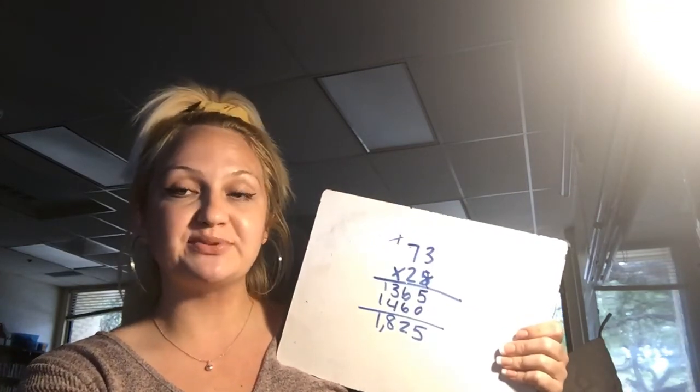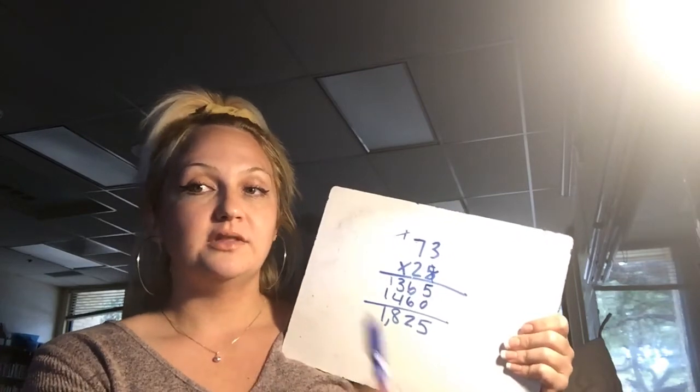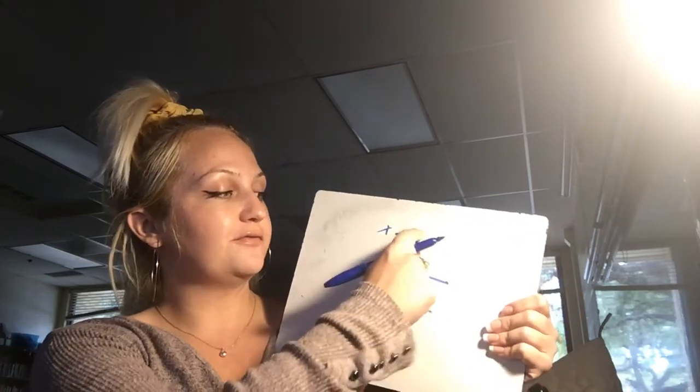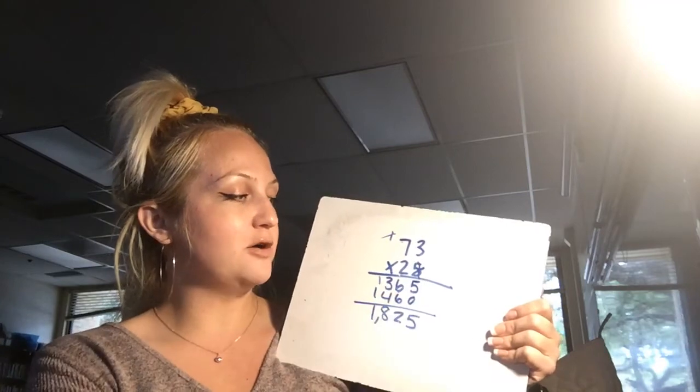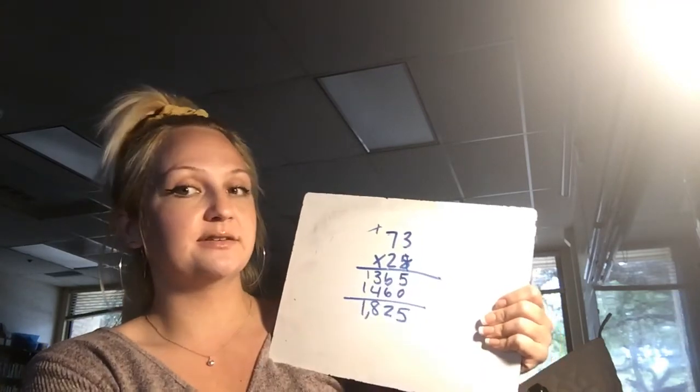Once you get those steps down, then you should be good to go. So you solve your ones, then you X and O, then you solve for your tens, then you put them together.